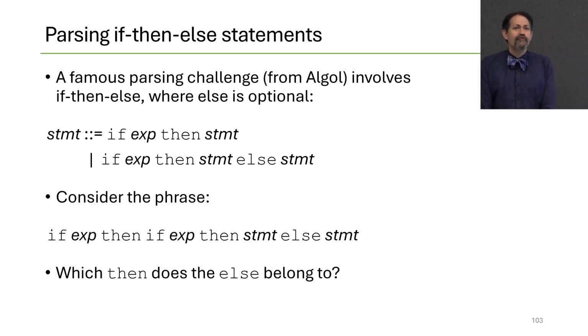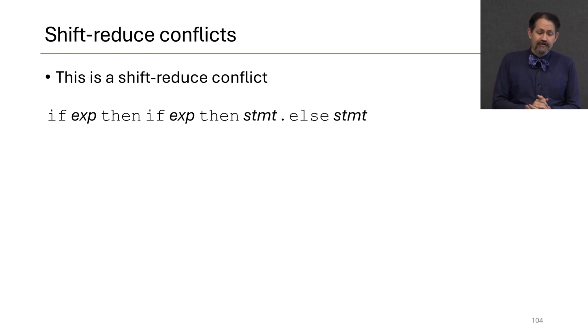So consider the following phrase. If expression then, if expression then statement, else statement. So we've got two thens, but only one else. Which of the then clauses does the else belong to? Which of the if statements does this else match? It could match the inner one, or it could match the outer one. So in terms of LR parsing, this is called a shift-reduce conflict.